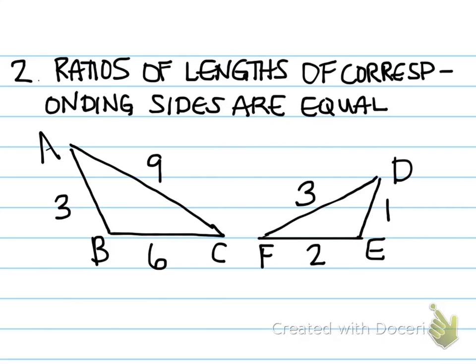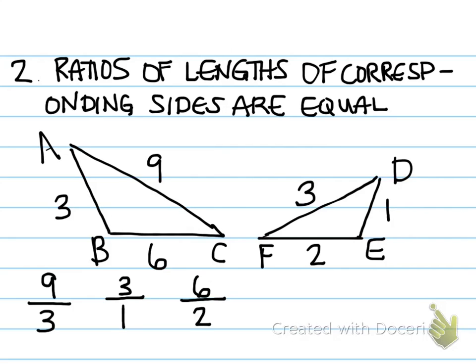Okay? So let's go ahead and write the length of AC, which is 9, and what is the length of the corresponding side on our smaller triangle that would match with AC? 3. Okay? Let's do AB now. What is the length of AB? 3. And the corresponding side on the smaller triangle would be 1, which is DE. Lastly, BC, which is 6, corresponds to side FE, which is 2.